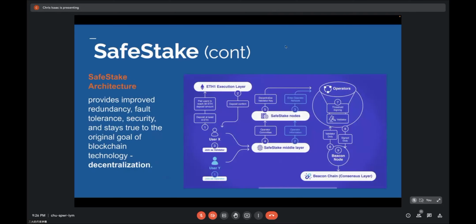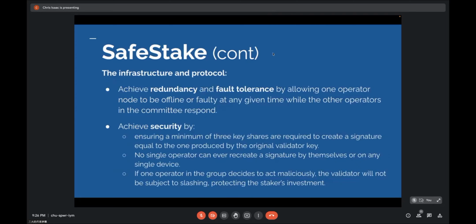Here's a little bit about the architecture, and you guys can certainly explore this. It's a pretty in-depth diagram that we've got here, but yet relatively simple. The architecture makes it a redundant, fault-tolerant, secure environment. Really, one of the best things is that it's staying true to the original goal of blockchain technology, which is decentralization. All right, let's take a look further.